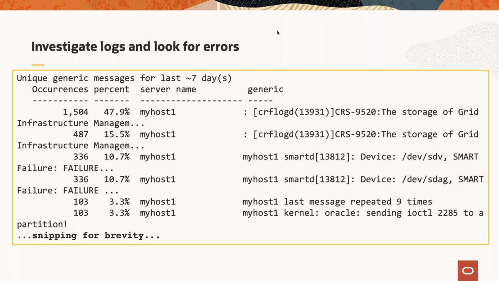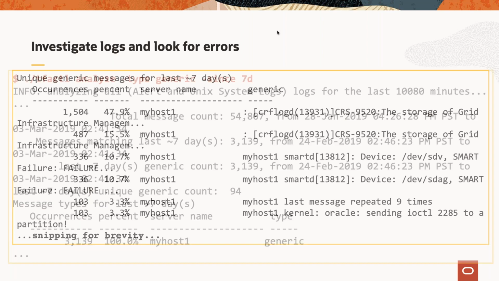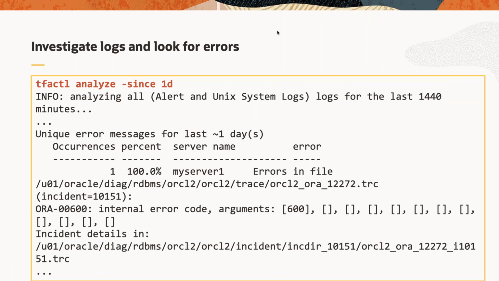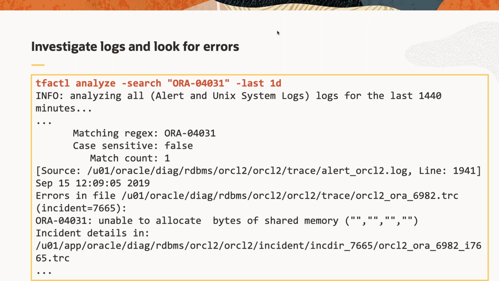So what it does is it gives you a histogram view of the entire log. And that makes it really fast for you to find out, is it worth looking at this particular log or not? This is called the tfactl analyze command. This is the command, tfactl analyze -since 1d. You can run this on your system today, and it will basically summarize all the errors in your alert log and show you what is in those logs. You can run many other commands. You can also say analyze -search 4031 -last 1d. This will basically look for 4031s across your entire system.